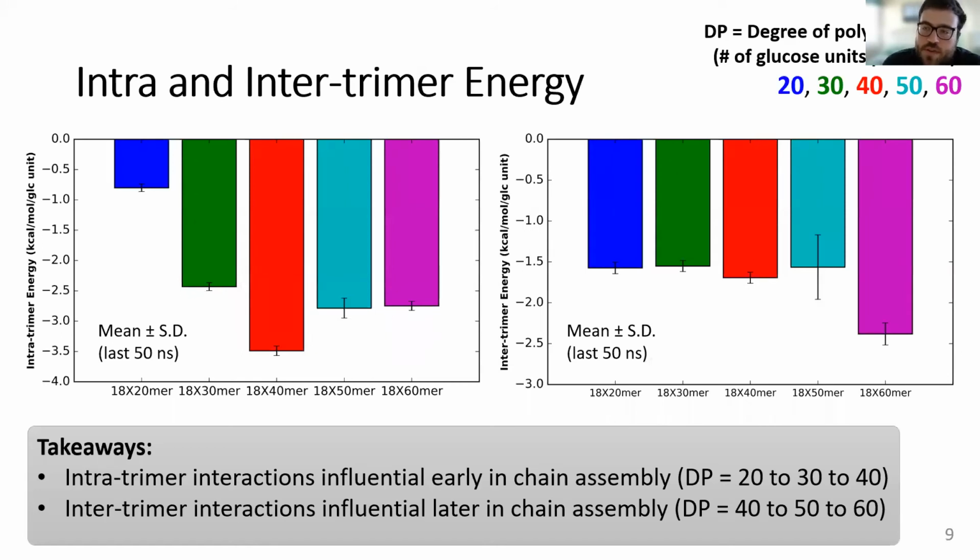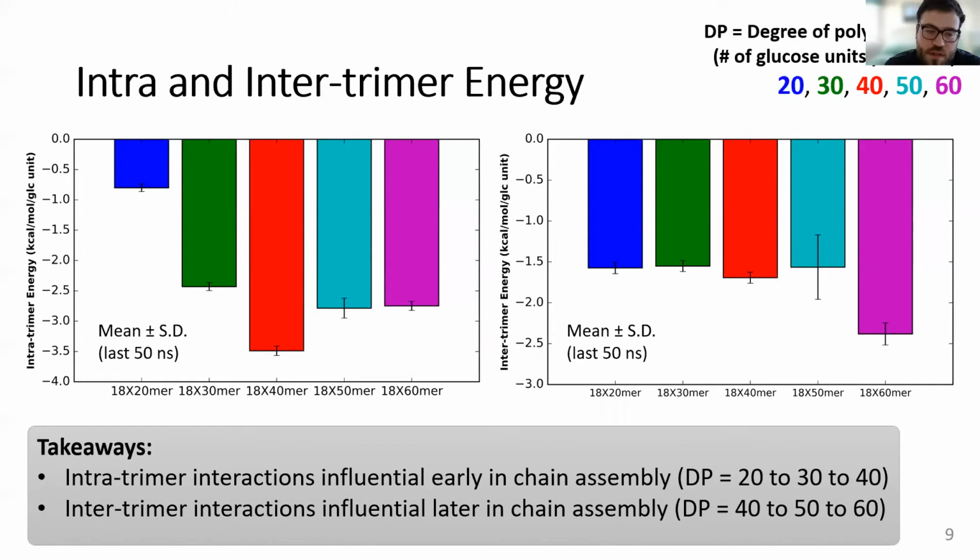In order to quantify this, we ran analysis on energy. So we've got on the left side energy within a trimer, intra-trimer energy, and then on the right side energy between different trimers. The blue represents the 20-mer, green 30, red 40, cyan 50, and the purple 60-mer systems. And you can see that interactions within a trimer are a lot more influential at earlier lengths, whereas interactions between trimers are a lot more favorable or influential at longer lengths.